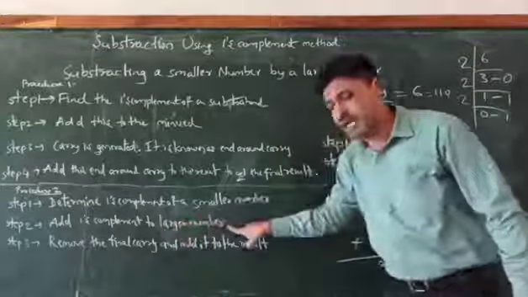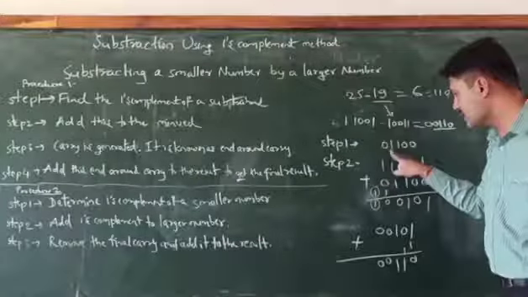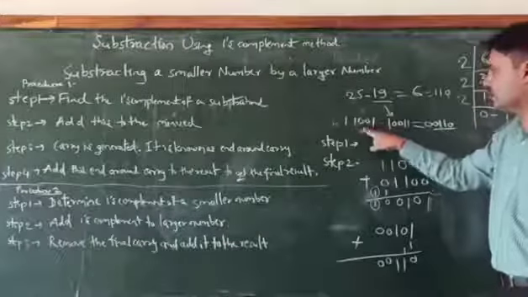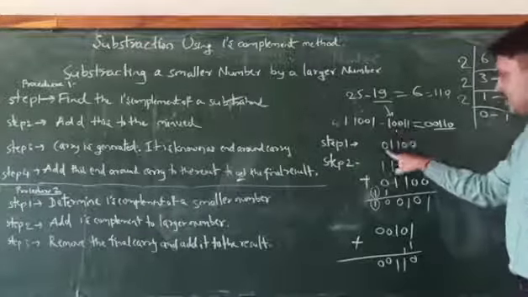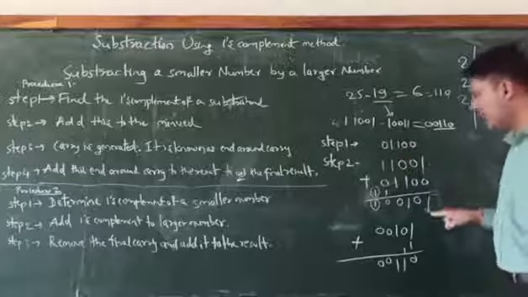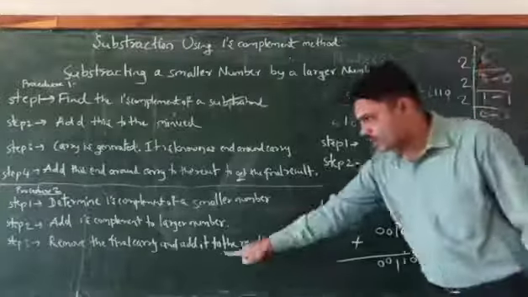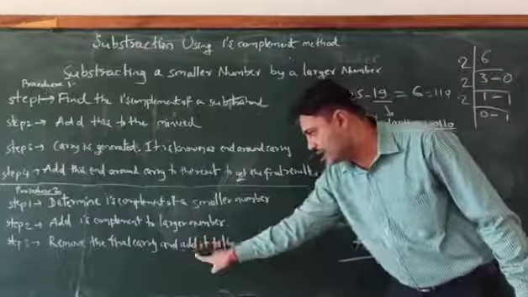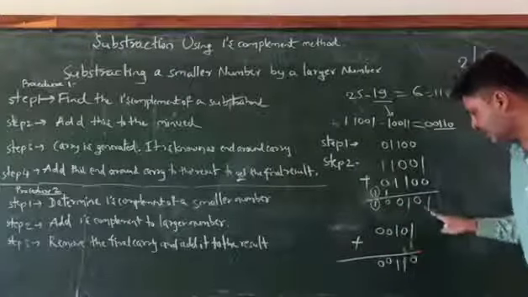Add the ones complement to the larger number. So we are adding the ones complement to the larger number, 1 1 0 0 1 1 1 0 0, plus the ones complement, that is 0 1 1 0 0. After adding, carry is generated here. Third step is remove the final carry and add it to the result. Here we remove the final carry and add it to the result.